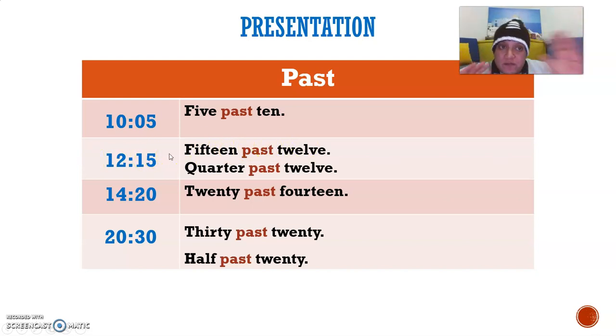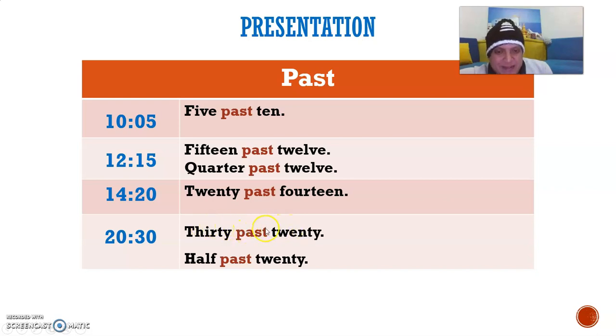15 is quarter. It's the same thing. Okay, quarter past 12. Here we have 20 past 14. And here we have 30 past 14.